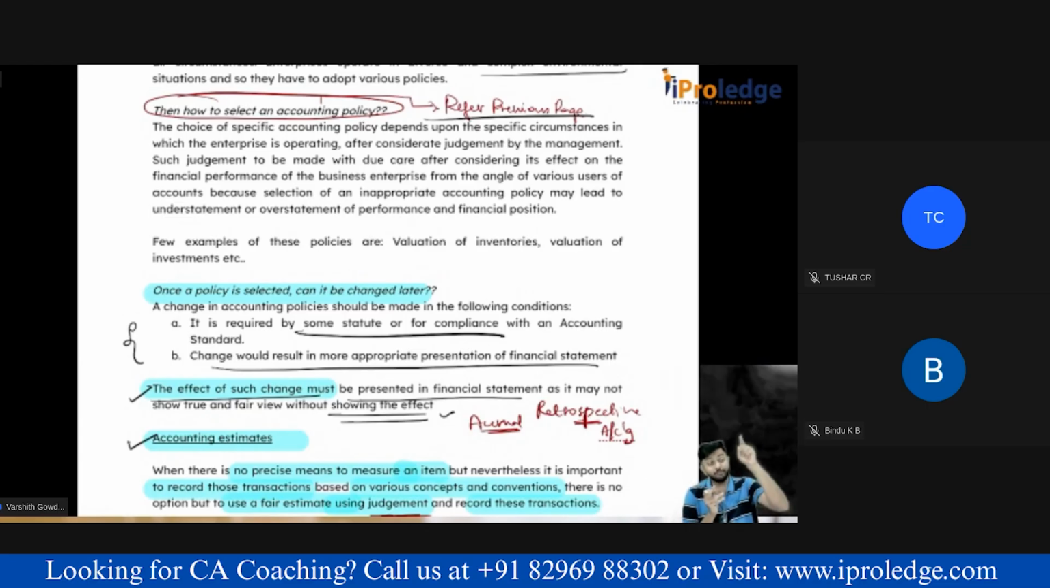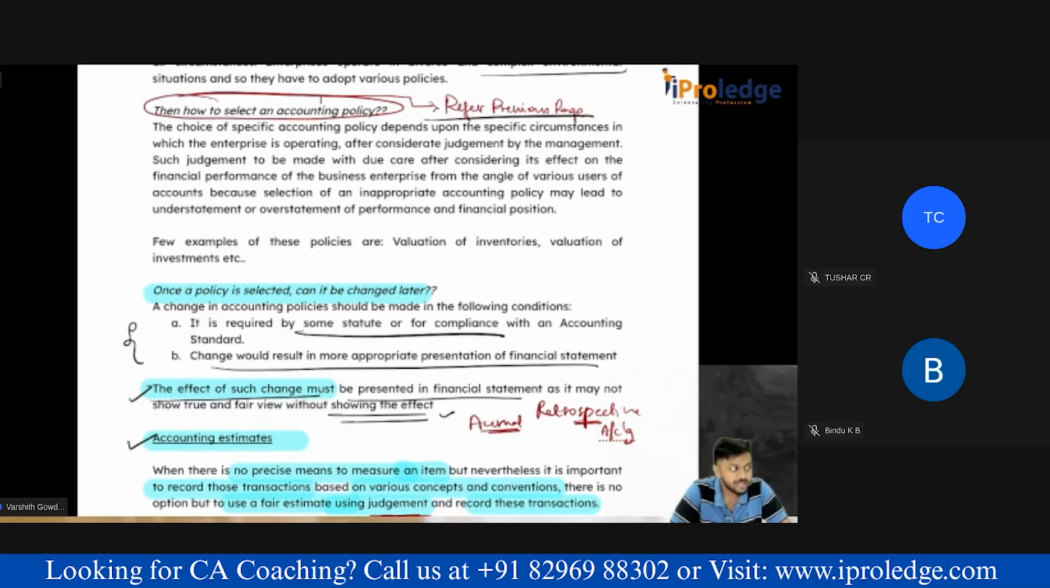What is accounting policy? Now, accounting policies: while doing accounts, you have different methods to do accounts. There's not only one way. If you observe, while doing inventory valuation, you have different methods: FIFO, LIFO, AA. For doing the same inventory valuation, you have three methods. So the different methods that are there to do the same accounting are called accounting policies.